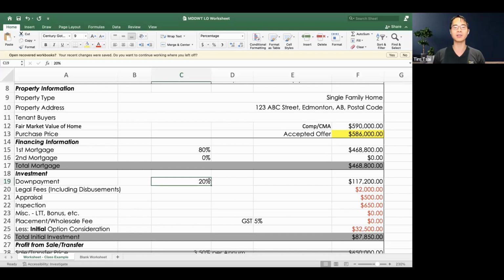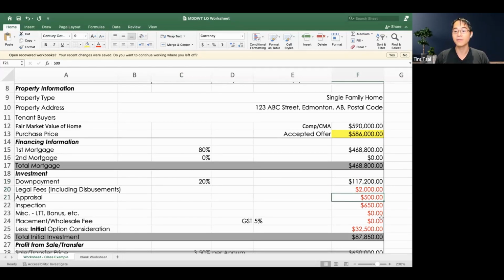Anyways, that's basically a subject on its own altogether. So I want to bring it back here now just to make sure that we continue this episode the way it's intended to be. So 117,200, that's exactly what we wrote down on the flip chart. And so legal fees, 2,000.